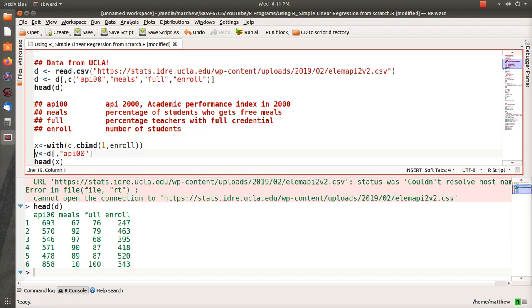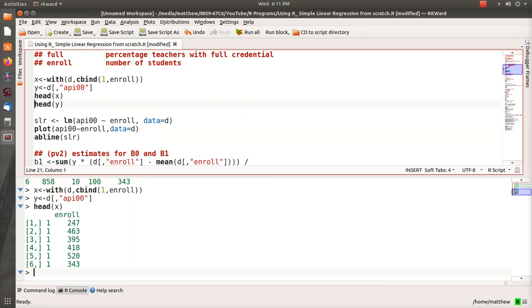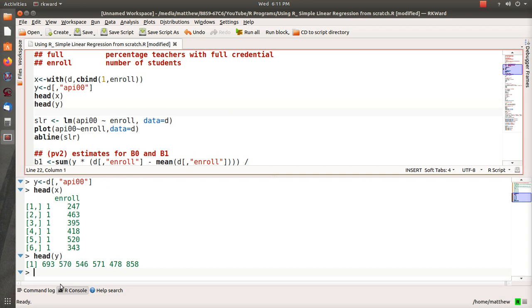In simple linear regression, the design matrix is a column of ones, which corresponds to beta 0, and then the x variable or predictor, which corresponds to beta 1, and then of course the y. So I'm going to take the data in data frame D and put it in x and y, and let's look at that. So x consists of a column of ones and then our predictor variable. Y is just the y variable associated with it.